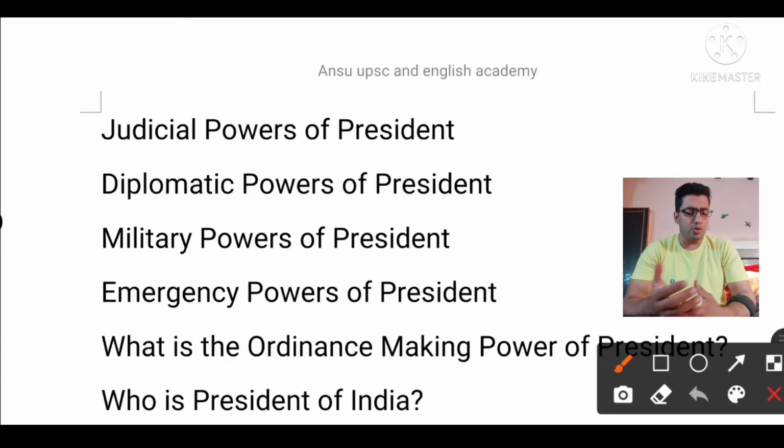Now I am going to tell you about the executive power. What executive powers are available with the president? We have already discussed the sole discretion of the president regarding the appointment of the prime minister, where if no party is able to command a majority on the floor of the Lok Sabha, then the president has to use his discretion regarding the appointment of the prime minister.